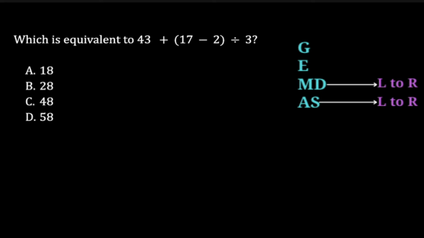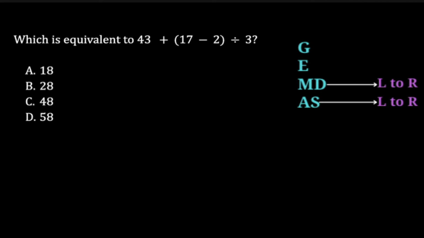So here we have the acronym GEMDAS. As you know, G stands for grouping symbols, E for exponents, MD for multiplication and division. Whichever operation occurs first from left to right, that's what you're going to complete, as well as AS, which stands for addition and subtraction. You perform those operations in the order they appear from left to right.